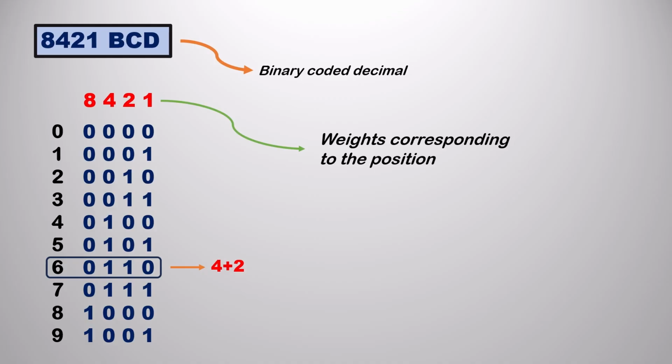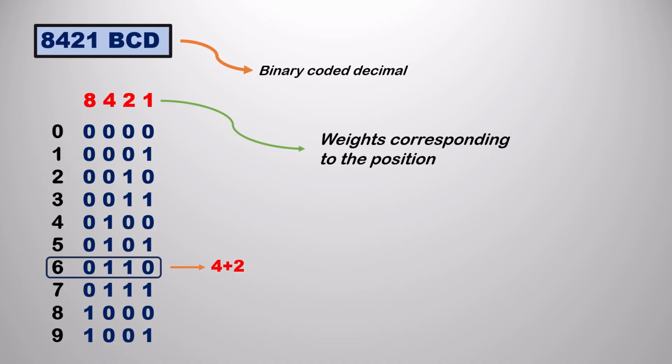Okay, that conversion I know. Then what is meant by 8421? Basically 8421 is nothing but the weight of the individual digit or the weight of the individual place. So I have written there, that's weight corresponding to the position. So if you observe 6, that is 0110.